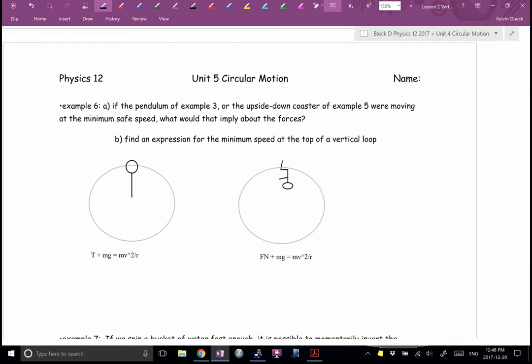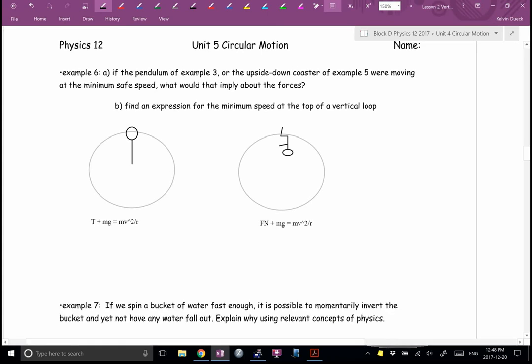Yeah. In fact, example 6, here's our segue. If the pendulum in example 3 or the upside-down roller coaster in example 5 were moving at minimum safe speed, what would that imply about the forces? It says find an expression for the minimum safe speed. Well, what it would imply, let's do B for the roller coaster right here. There's the normal force equation. If you're moving at minimum safe speed, what would you feel as your normal force?